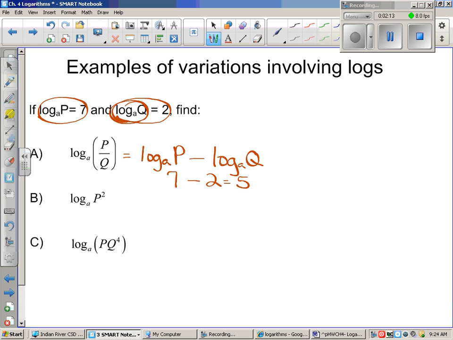Okay, now let's look at the next one. Again, think through your exponent rules. What do we do when we're raising an exponent to a power? Because a log is an exponent. When I'm raising it to a power, what are we going to do? Multiply. So what this looks like is we take that 2 and drop it down in front. So it becomes 2 log base A of P, and log base A of P, as we look above, is 7. So it would be 2 times 7, which is 14.